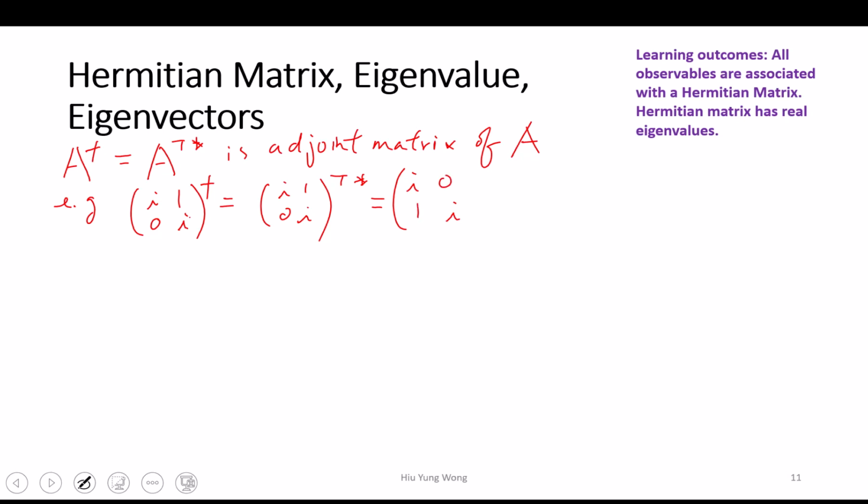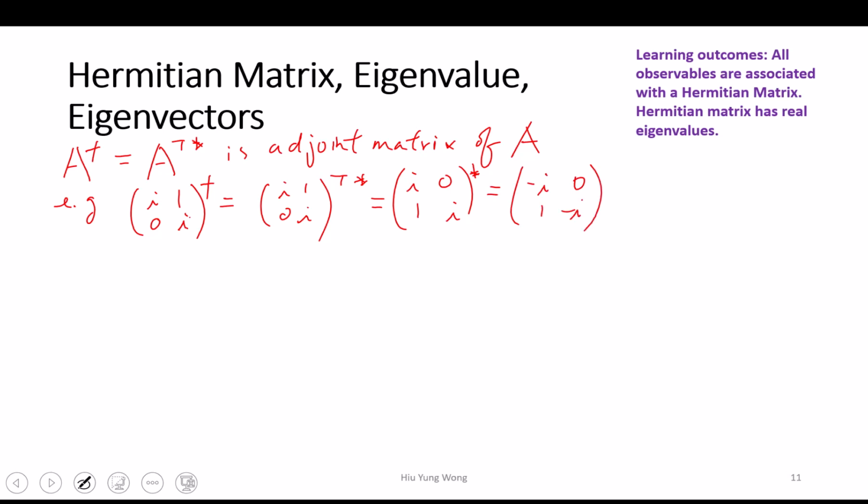But then I'm going to swap the ij. The element in the first row, second column becomes second row, first column. The element in the second row, first column becomes first row, second column. So I'm doing this reflection. Do you see this? It's the same for other higher dimensions. But besides this transpose, we are going to take the complex conjugate also.